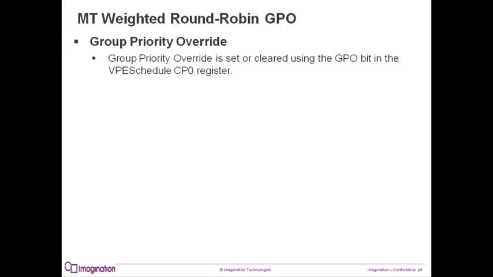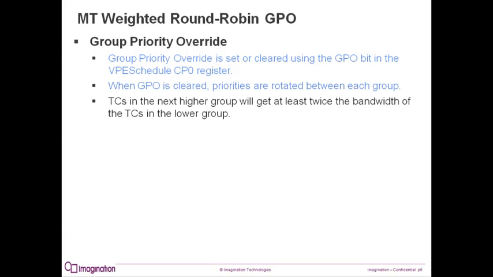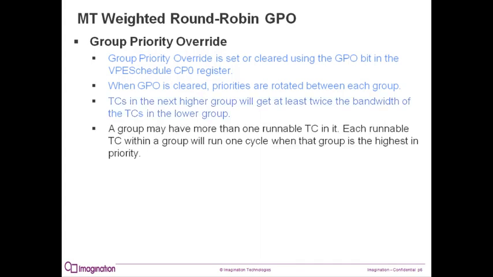Rotating priorities are controlled by the GPO bit in the VP schedule CP0 register. When this bit is set, static group priorities are used. When it is cleared, priorities are rotated between groups. The threads in the highest number group get a chance to run twice as much as the next lower priority group. Since each group can have more than one thread assigned to it, for a rotation where a group has the highest priority, all runnable threads within that group will get to run.